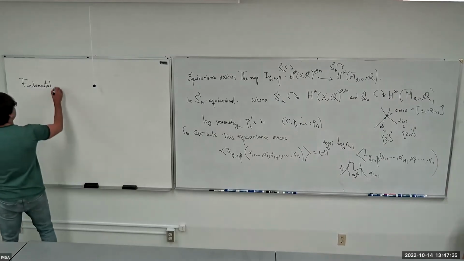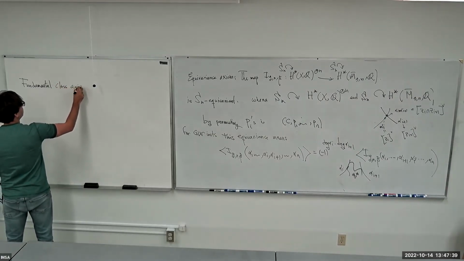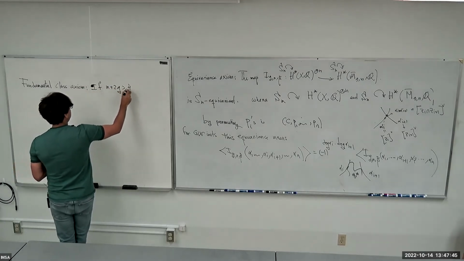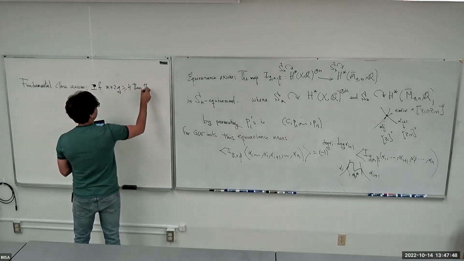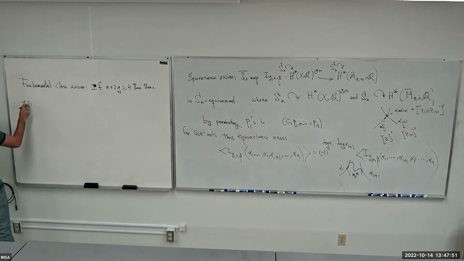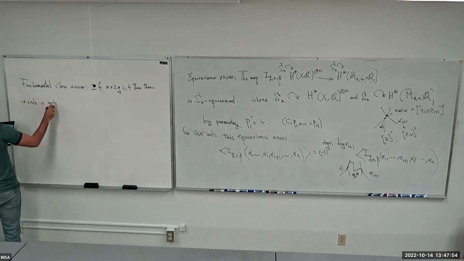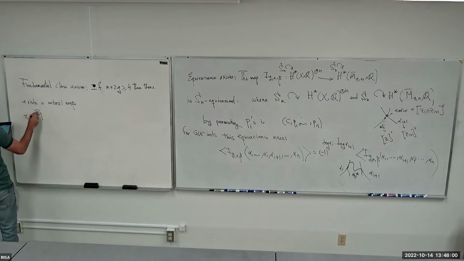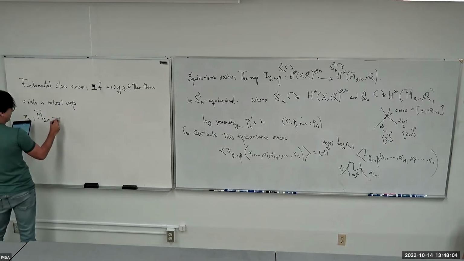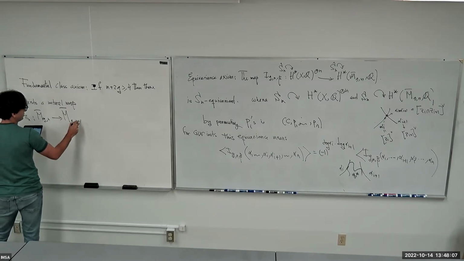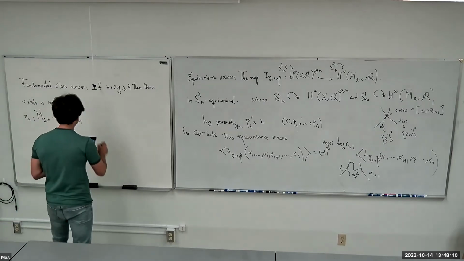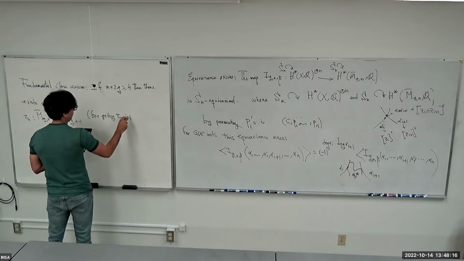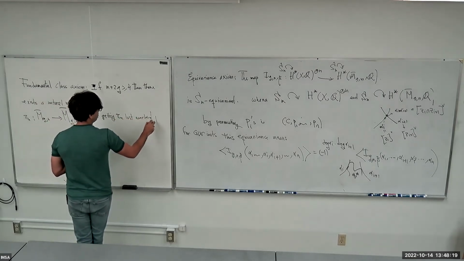Okay, fundamental class axiom. If n plus 2g is bigger than 4, then there exists a natural map pi of n from M bar g,n to M bar g,n minus 1. And this is forgetting the last marked point. So let's rediscuss this thing.